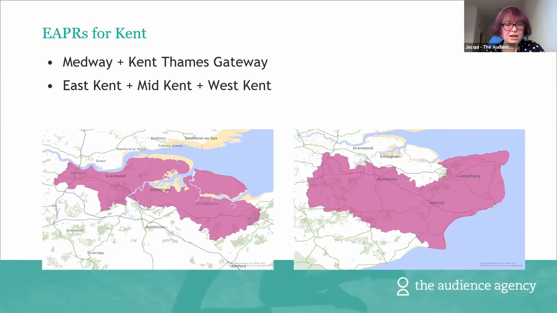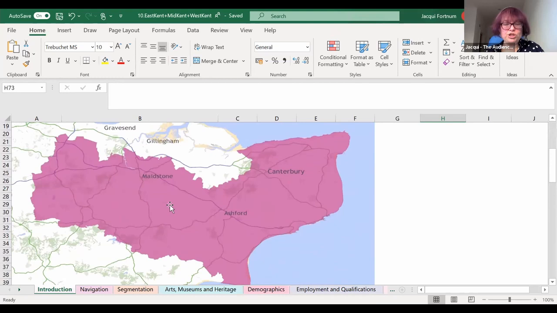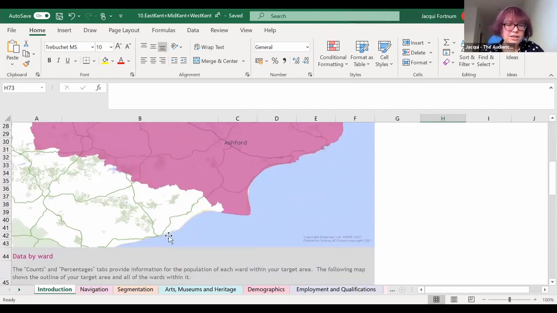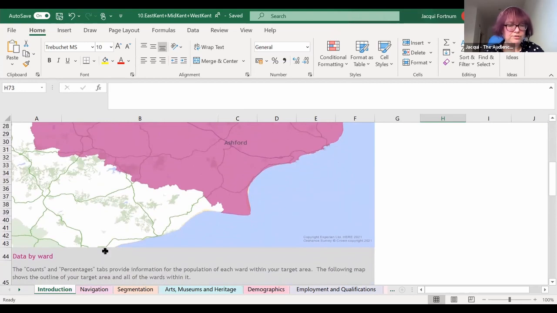So let's look at East, Mid and West Kent first. This is relevant for the majority of you in terms of your local audiences. For the Royal Engineers and Woodchurch Village Life Museum, I think you're in this one as well. So this one will cover most of your areas, but you also have the other one for people who fall outside of this.